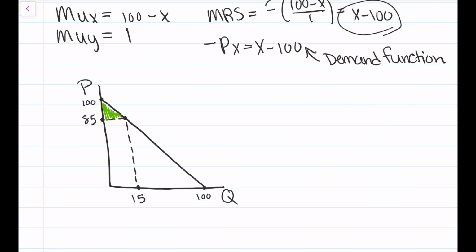Now, because this is a triangle, we just have to find the area, which is 1/2 times base times height. So we do 1/2 times the base, which is 15, times the height, which is also 15. That is going to equal 112.5. So now we know this is her consumer surplus, and it is equal to 112.5. And that is our answer.